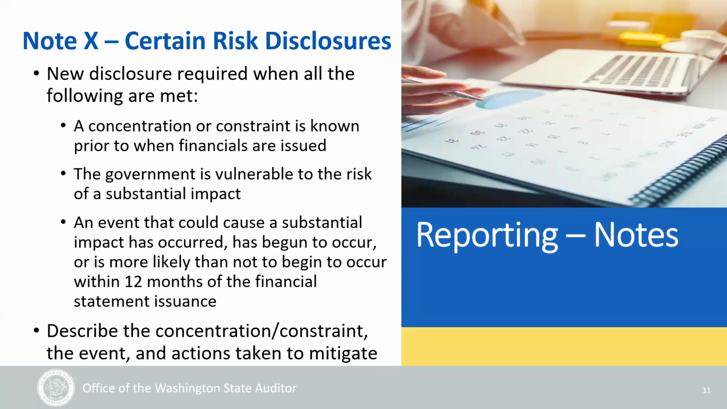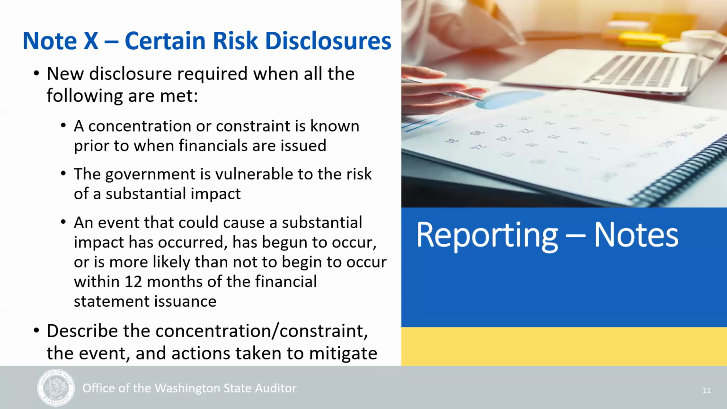An example of what could trigger this disclosure would be something like a city has a large military base that is a significant source of revenue. The city learns that the base will be closing within 12 months. This would cause the city to lose a significant amount of revenue.